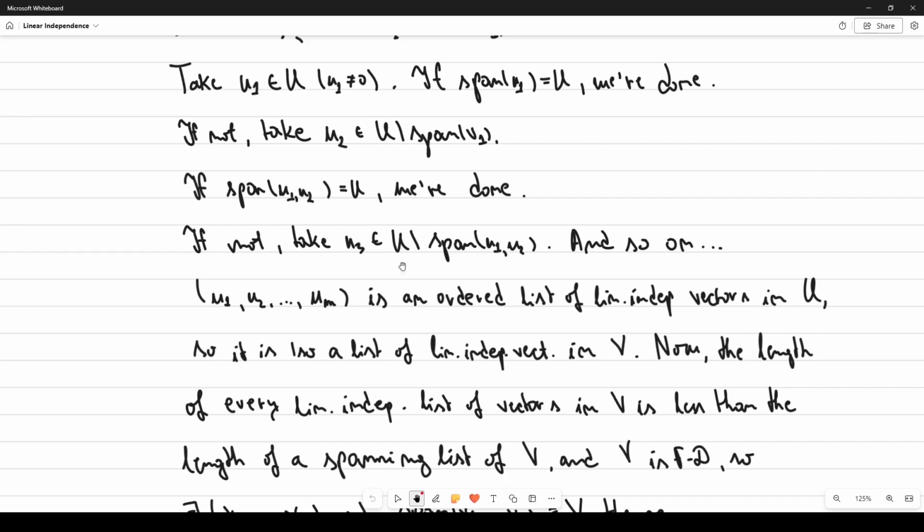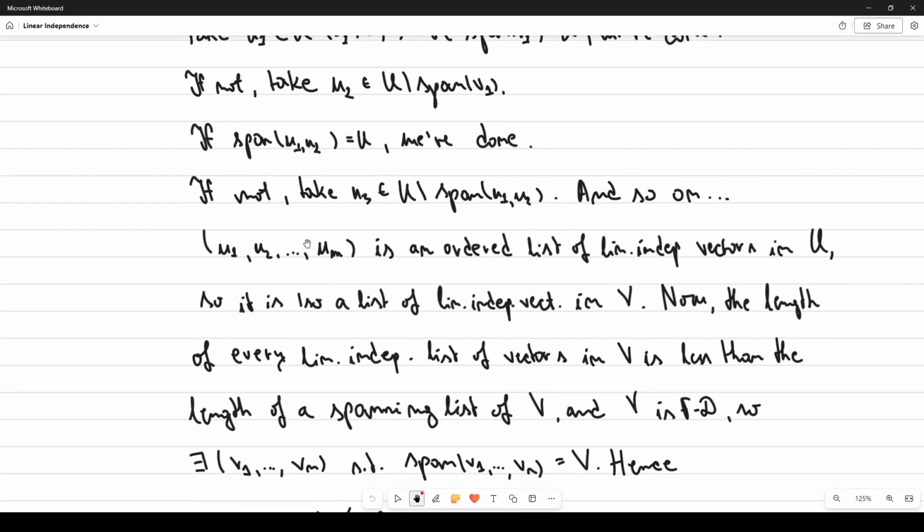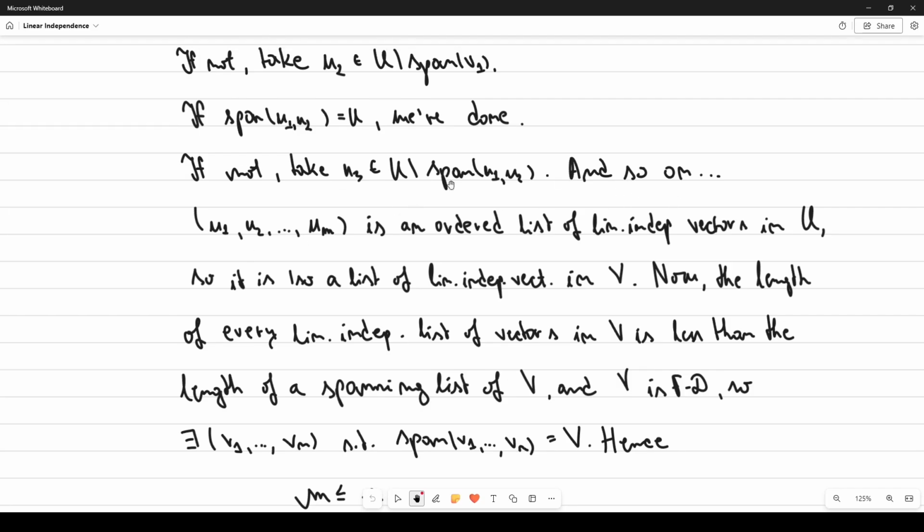So just take from U, remove all the elements that belong to the span of our previous vectors, and take some new element, and so on. And now we have to show that this process stops at one point, so that this cannot go to infinity. So since this is an ordered list of linearly independent vectors in U, due to the way we're choosing our u1, u2, we're always picking a vector that does not belong to the span of the previous vectors. So it has to be linearly independent from all the previous vectors.